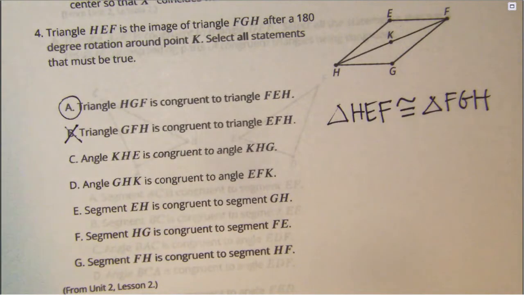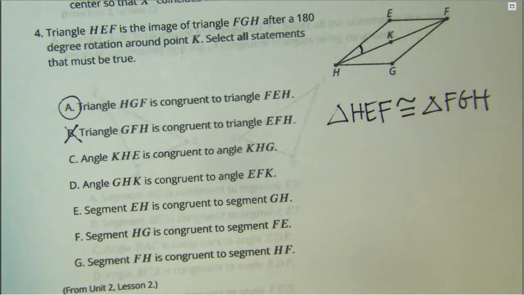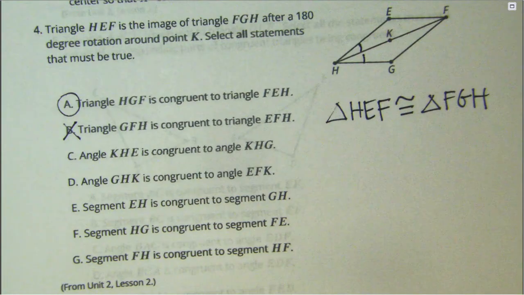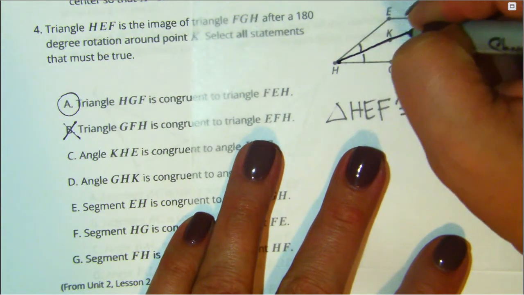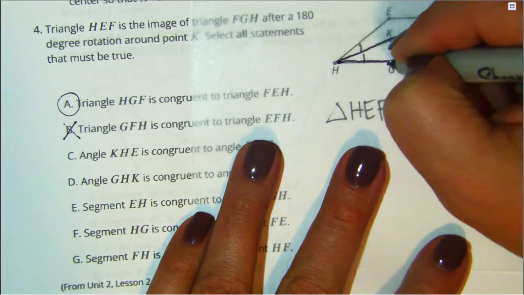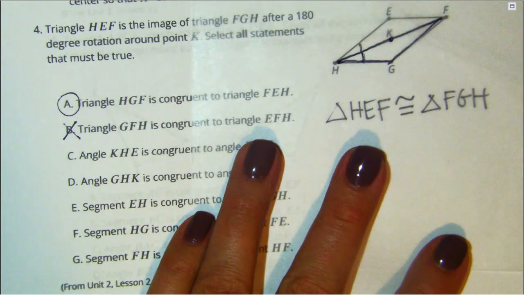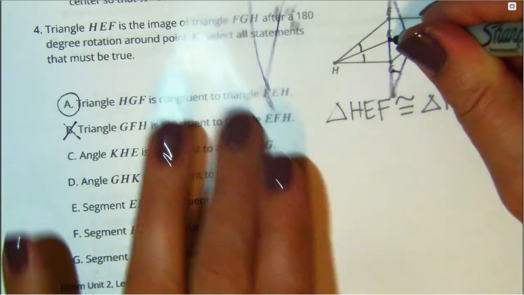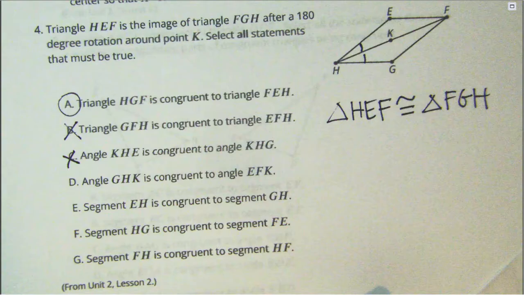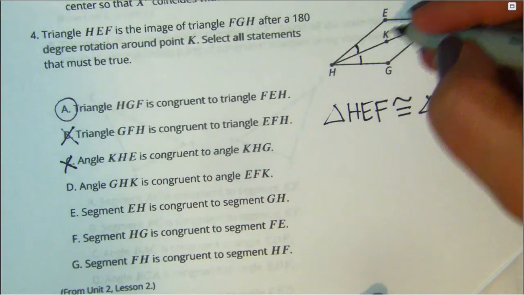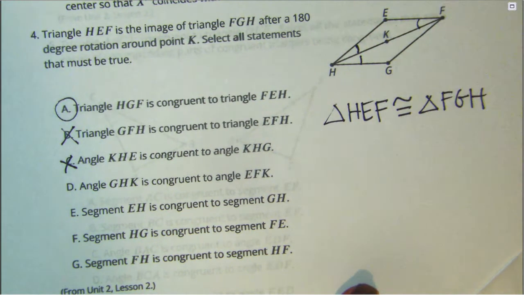All right, now I'm going to go up to the shape. Angle KHE, so this one, is congruent to KHG. Now remember, they told us this was obtained by a rotation. So hopefully maybe you could visualize, right, what's going to happen when I rotate this on K? Is this angle going to be the same as that one? No, it lands over here. Angle GHK, okay, is congruent to EFK. That's that one right there. That's the one we just did.